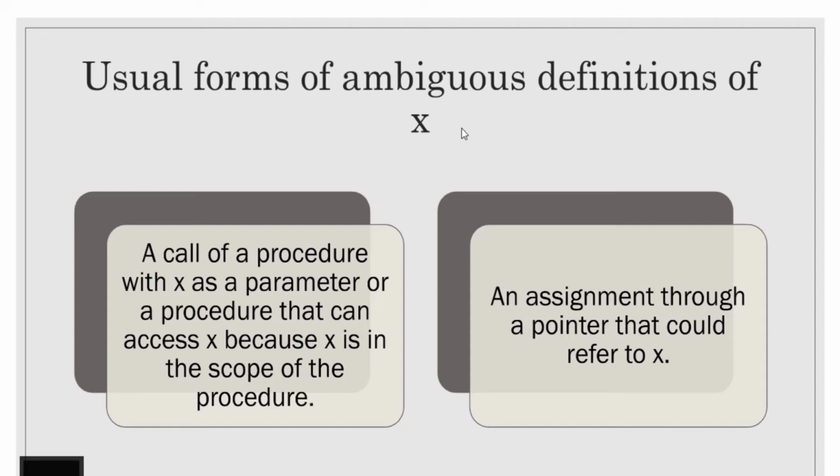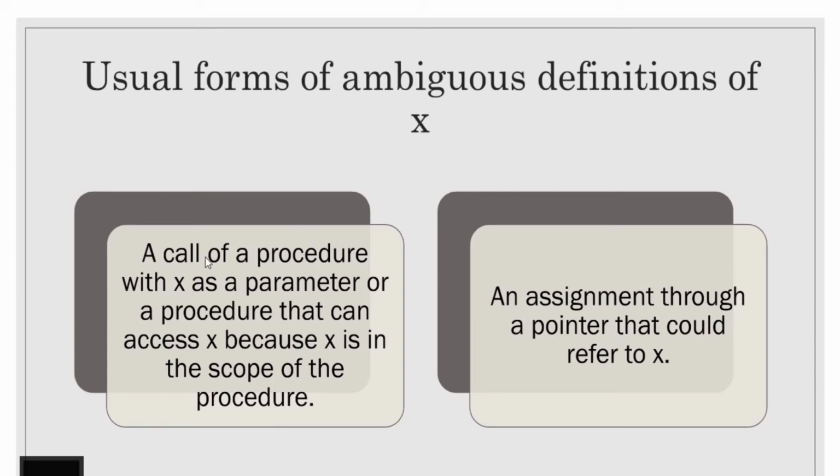The most useful forms of ambiguous definition of X are a call of a procedure with X as a parameter, or a procedure that can access X because X is in the scope of the procedure. So that is one of our ambiguous definitions of X. In this case, a value will be assigned to X only if the procedure is called.